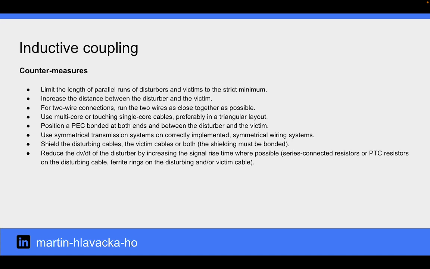Position a PEC bonded at both ends between the disturber and the victim. Use symmetrical transmission systems on correctly implemented symmetrical wiring systems. Shield the disturbing cables, the victim cables, or both. Reduce the dV/dt of the disturber by increasing the signal rise time where possible. Or use PTC resistors on the disturbing cable, or ferrite rings on the disturbing or victim cable.